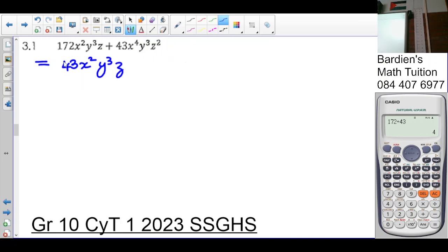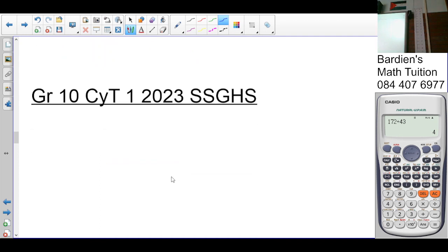What are we left with? 43 times what is going to be 172? 4. X squared is accounted for. Y cubed and the z is accounted for. Plus, because that is a plus. 43 is accounted for, I got x squared, y cubed is accounted for, and z. So that is fully factorized at that point.